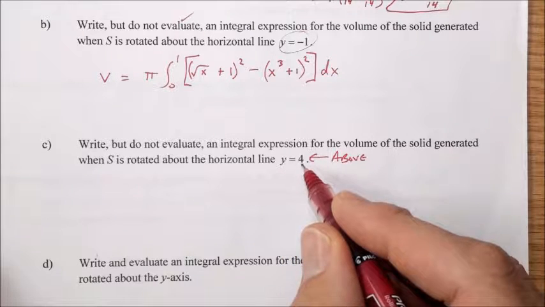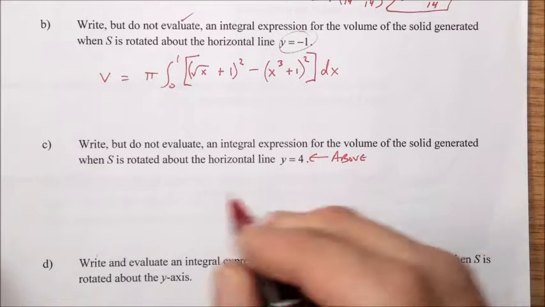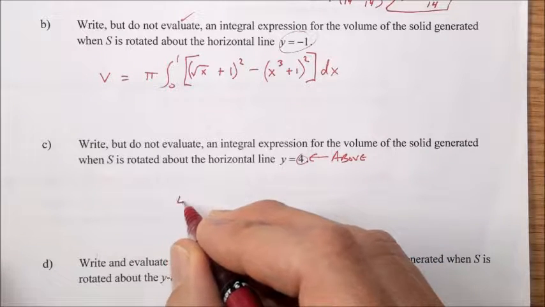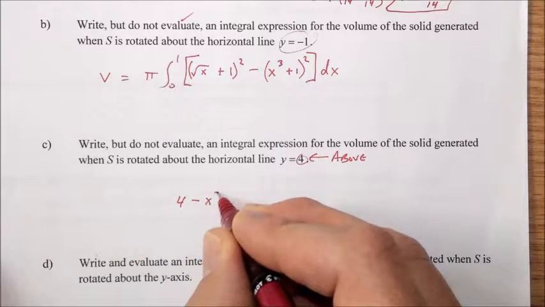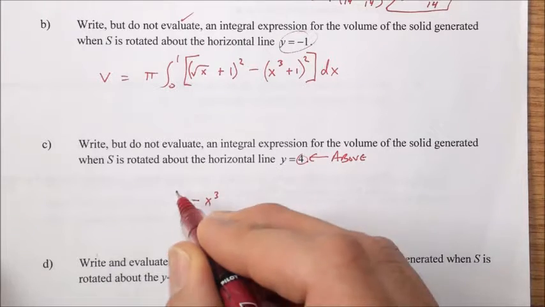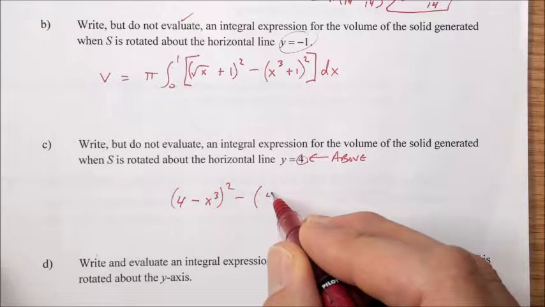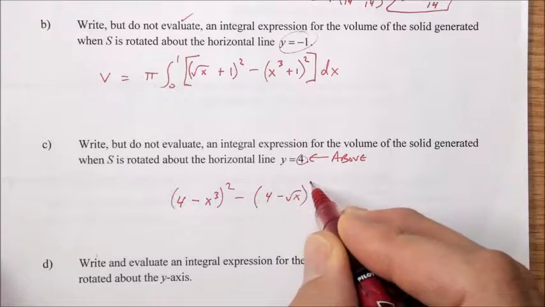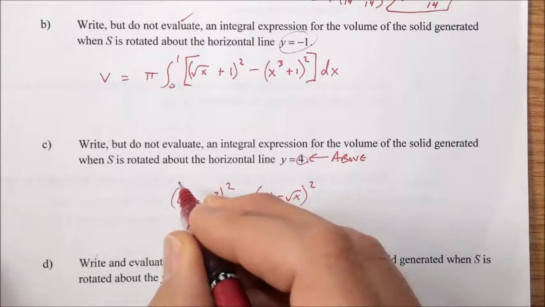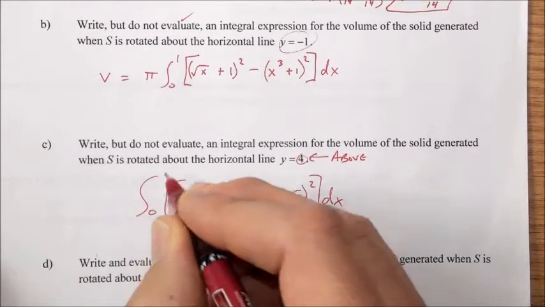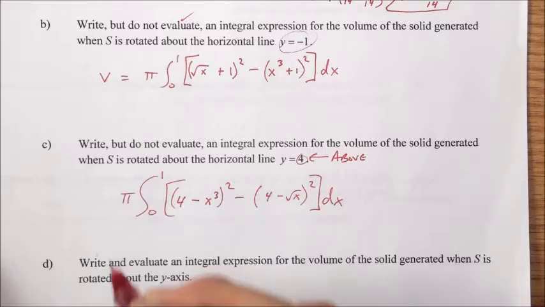In addition, because we have a line above, we now put the k value, the 4, first. So we will have 4 minus x cubed, that's one part, and that's squared, minus, and then 4 minus the square root of x, wrapped and squared. That whole thing gets a dx, integral from 0 to 1, and pi out front of that. That's our volume.